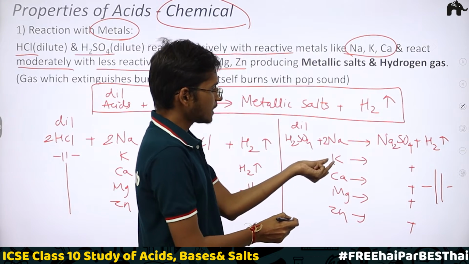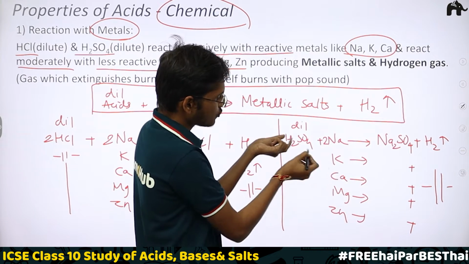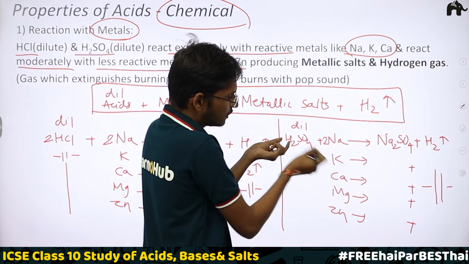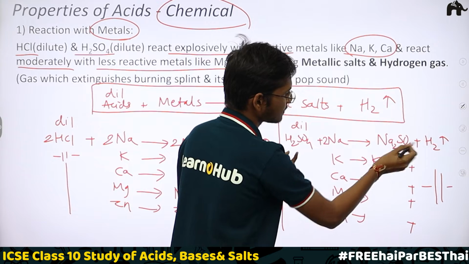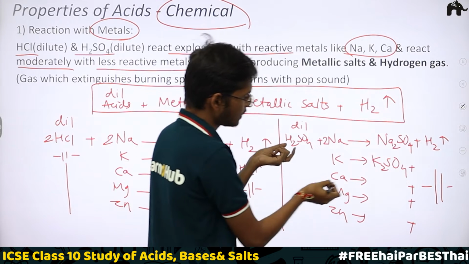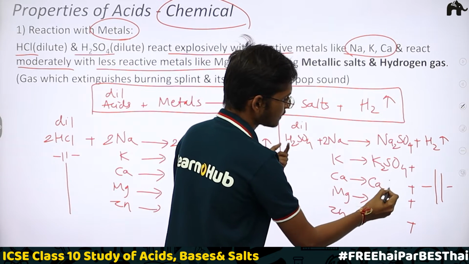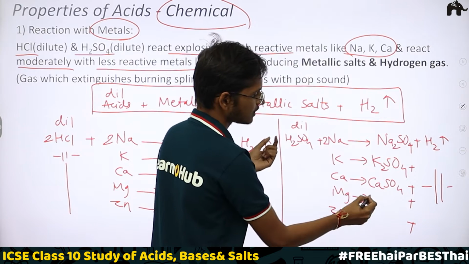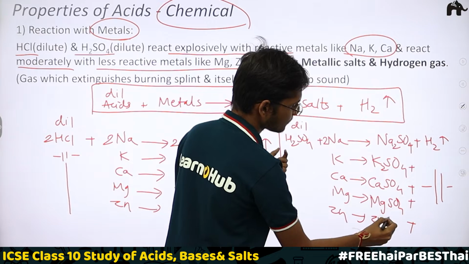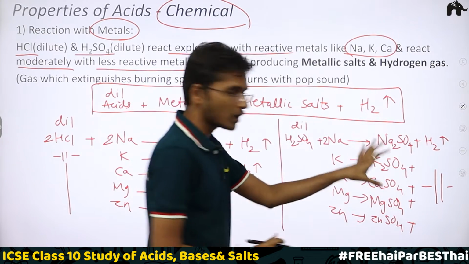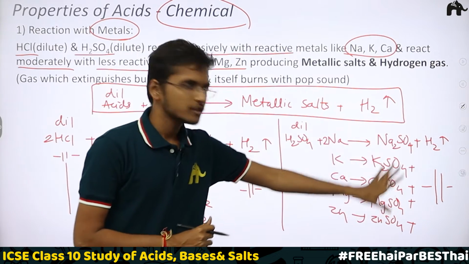In case of potassium, it would be H2SO4 plus potassium gives us the salt K2SO4, potassium sulfate. Just like sodium sulfate, potassium sulfate, calcium sulfate, CaSO4, magnesium sulfate, MgSO4, zinc sulfate, ZnSO4. Now I hope you know how to write the formulas of these compounds as well.